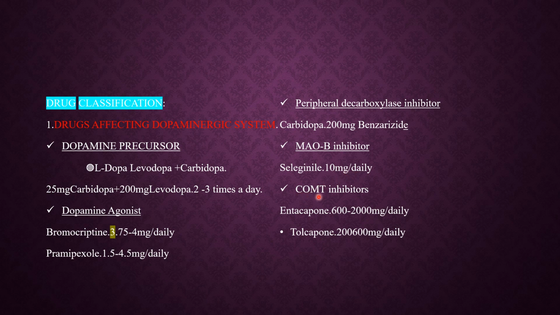COMT inhibitor. The fifth category is COMT inhibitors, and the drugs are entacapone and tolcapone. Entacapone, the dose is 600 to 2000 mg per day, 2 to 3 times depending upon the severity of the patients. Tolcapone, 200 to 600 mg per day, and the dose is also 2 to 3 times depending upon the severity.